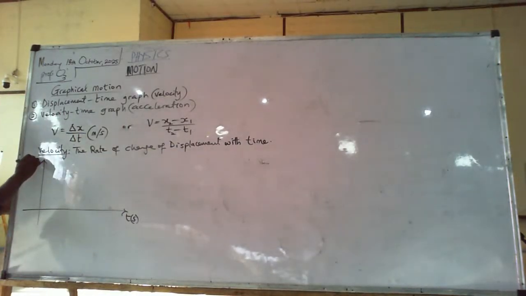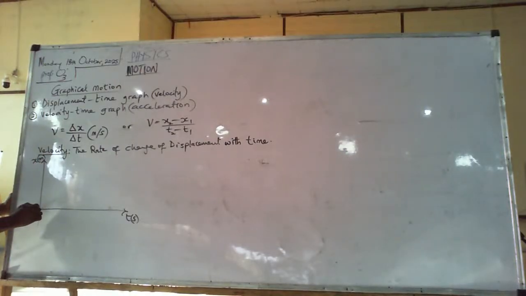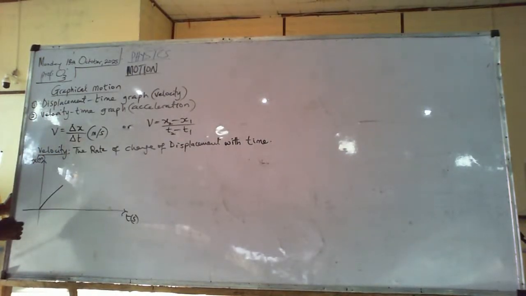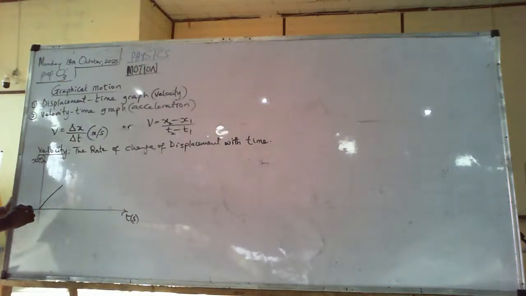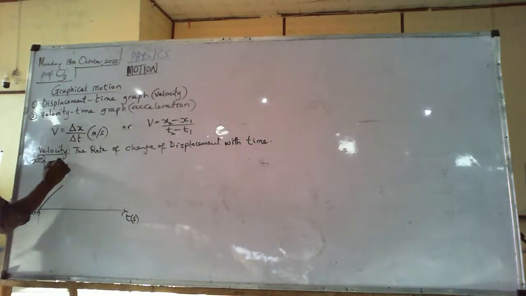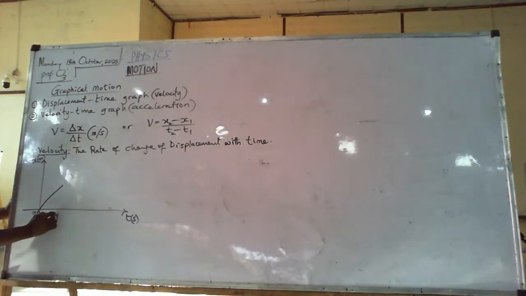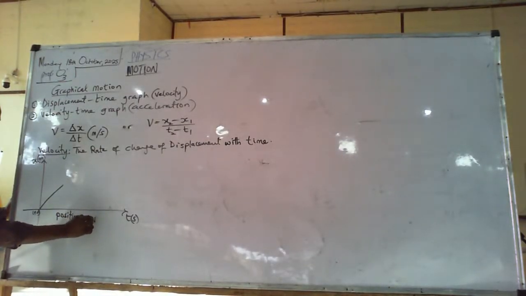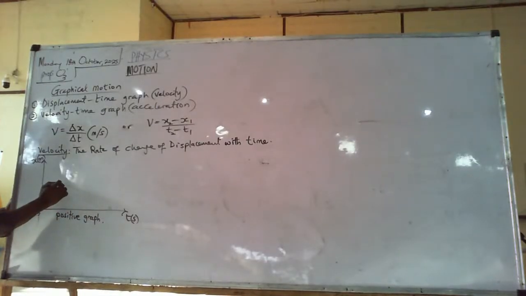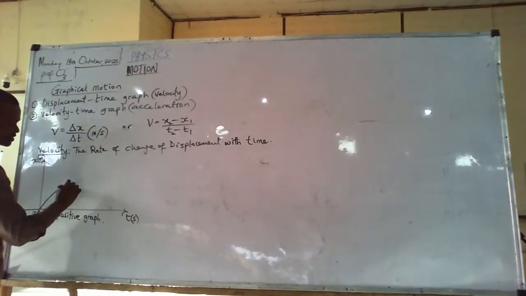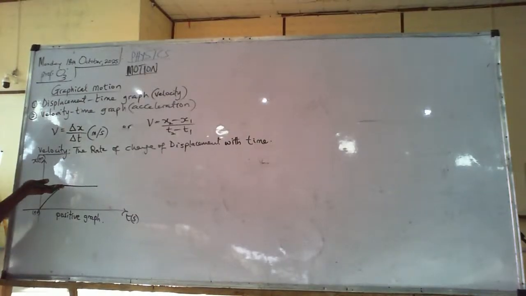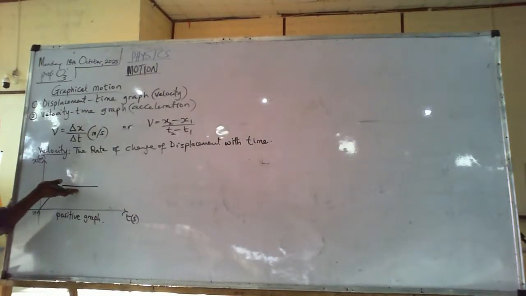So if you plot the graph, time in seconds, x in meter, the positive graph will move from the origin. It starts from the origin where x is 0 and time is 0. So it's called a positive graph. When it moves, you measure that it moves with a uniform velocity. Uniform means it is moving at equal displacement at equal time.